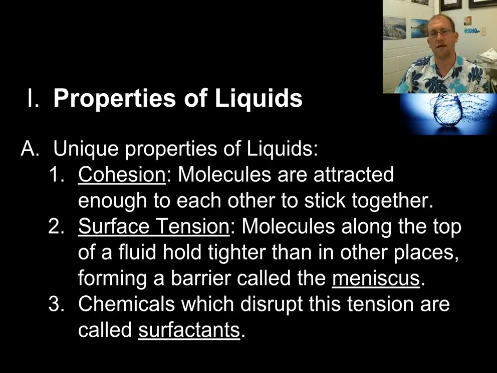There are chemicals that can break down the meniscus, and those are called surfactants. You can see the word surface in there, like surface tension, and these are things that act upon the surface tension, so they're called surfactants.